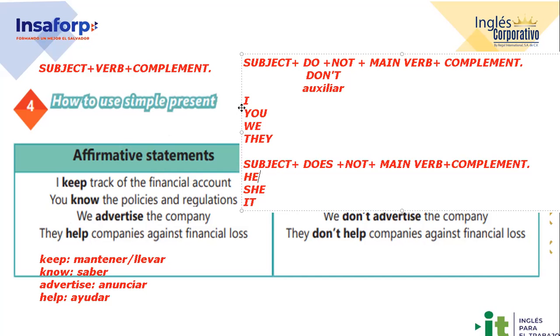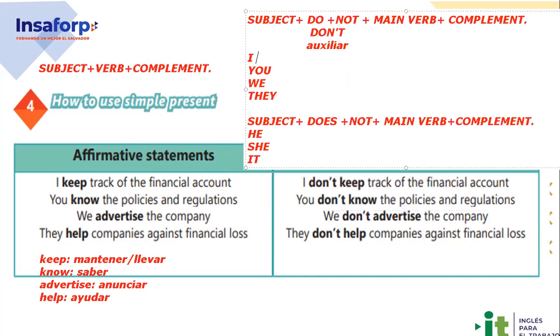Ok, bien, seguimos entonces con nuestros ejemplos. I, for example, I do not, or I don't.